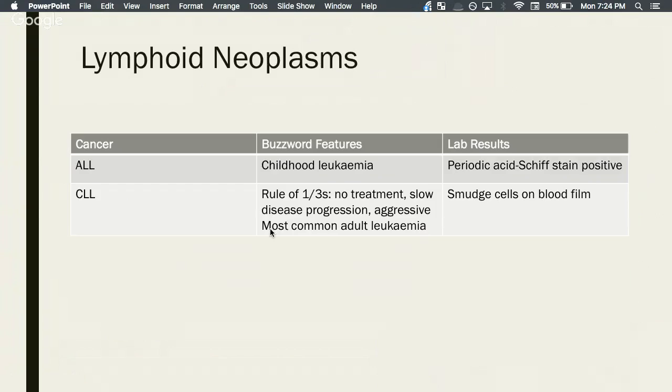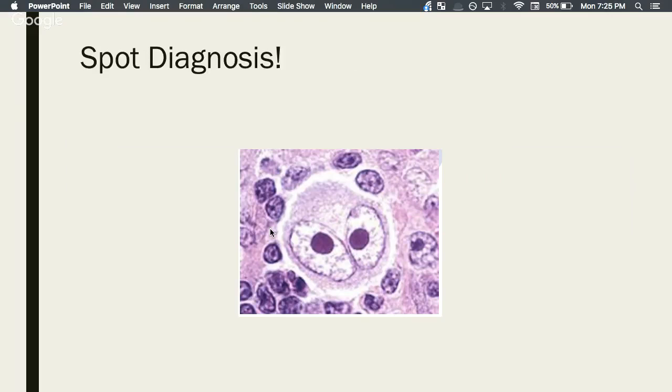Anyway, so you have a rule of thirds. You can either have no treatment, slow disease progression, or aggressive progression. So a third will require no treatment, a third will have slow disease progression, and a third will have aggressive progression. And that's the most common adult leukemia. So CLL is the most common adult, ALL is the most common childhood.